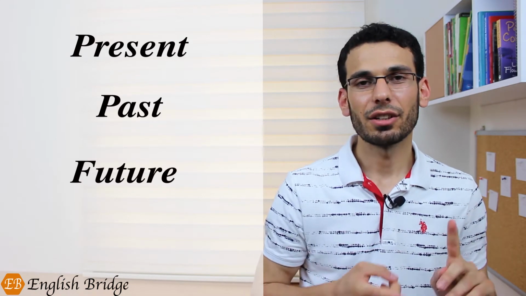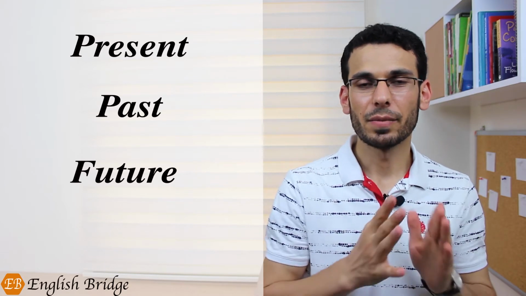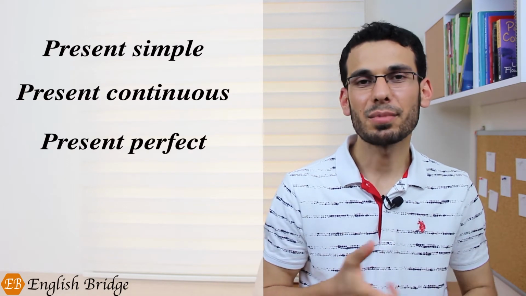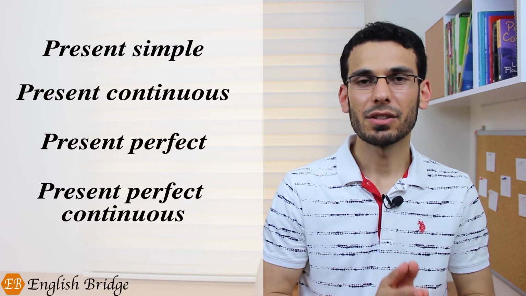Hi again. As we said, we're going to talk about present simple today. Now, before we start talking about present simple, let's take a general look at tenses in English. In English, we have three tenses, which are present, past, and future. Each one of these tenses is divided into four different tenses. So, in present, we have present simple, present continuous, present perfect, and present perfect continuous. And the same applies for past and future. So in total we have 12 tenses in English.